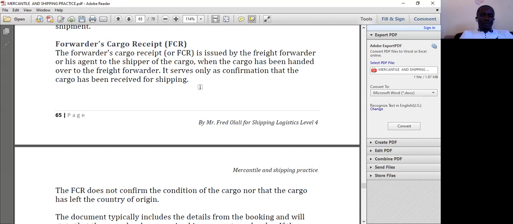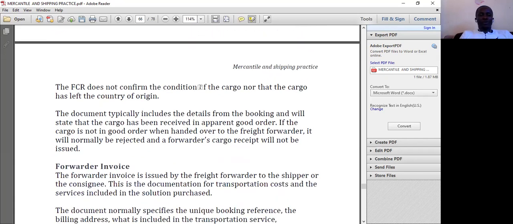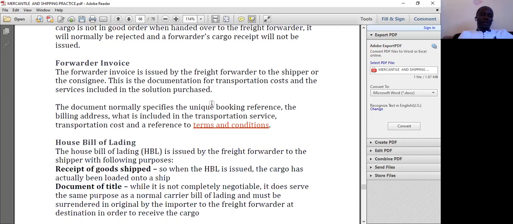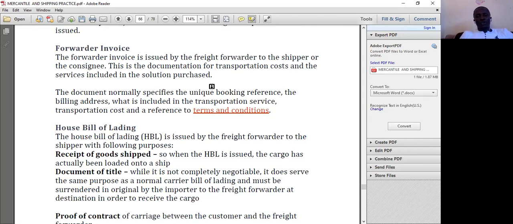The FCR does not confirm the condition of the cargo, nor does it confirm that the cargo has left the country of origin. Then we have the forwarder's invoice. A forwarder's invoice is issued by the freight forwarder to the shipper or the consignee. This is documentation for the transportation cost and for the service included in the solution purchased. The document normally specifies the unique booking reference, the billing address, and what is included in the transportation service.